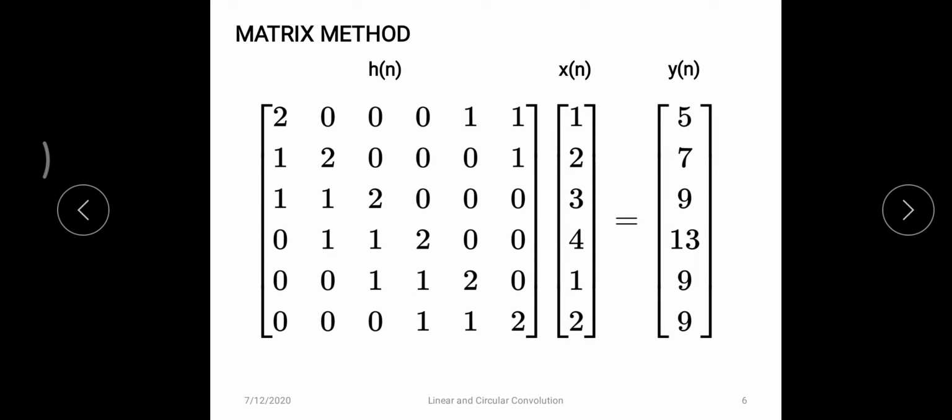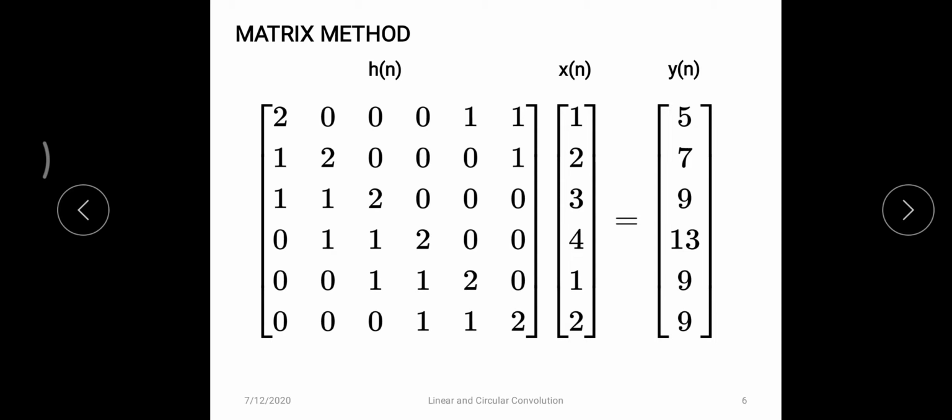The next one is x of n. X of n should be a column matrix. It also has 6 elements, so the matrix dimension should be 6 cross 1. Then if I multiply these 2 matrices, I will get y of n, that is nothing but the circular convolved output. Now I will explain how to place the values in the h of n matrix.